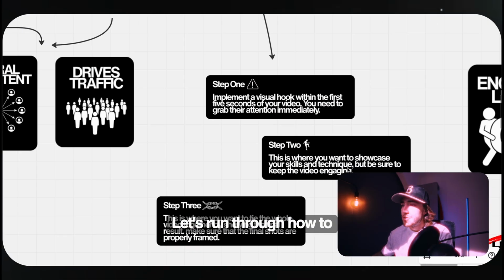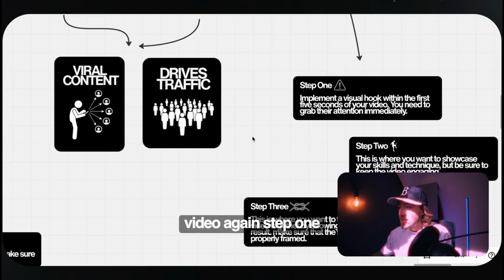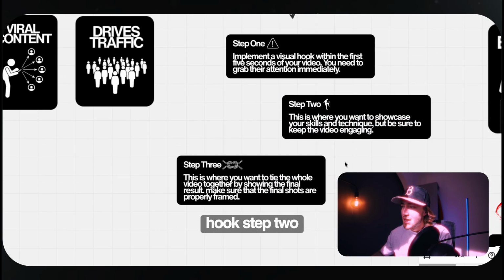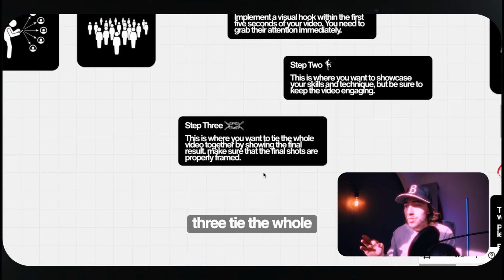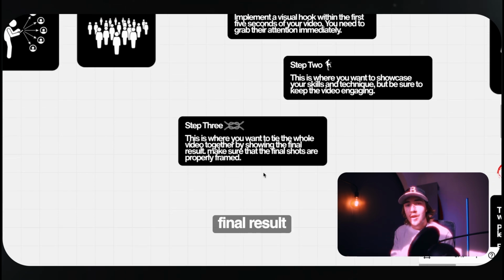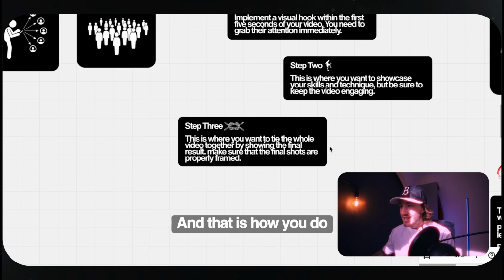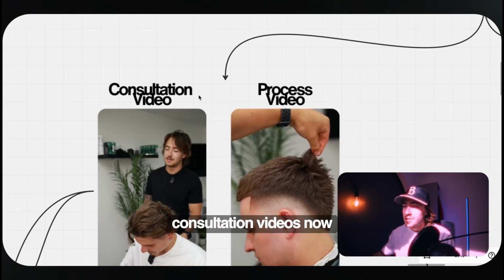Let's run through how to structure our process video again. Step 1, implement our visual hook. Step 2, showcase your skills and technique. And then step 3, tie the whole thing together by having showcase shots of the final result. The hairstyle, the hair looking the best, the client just being happy, show their emotions, and that is how you do your process videos and consultation videos.